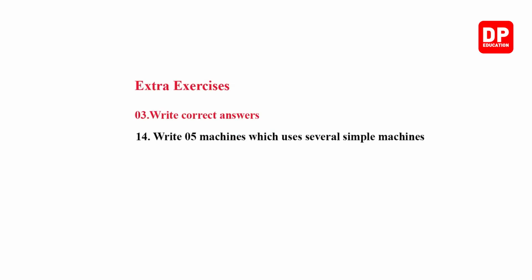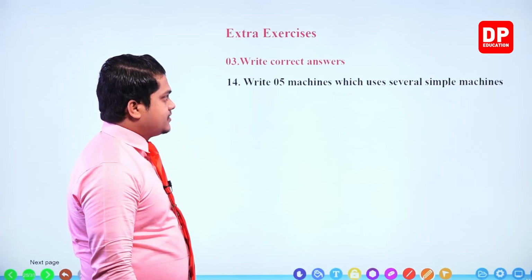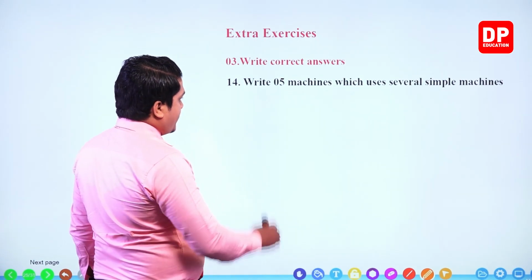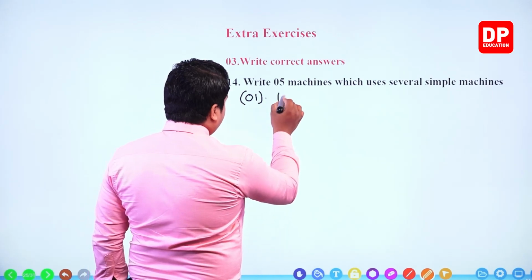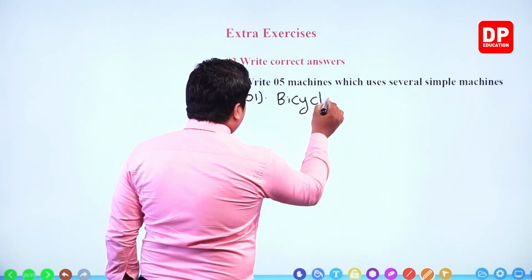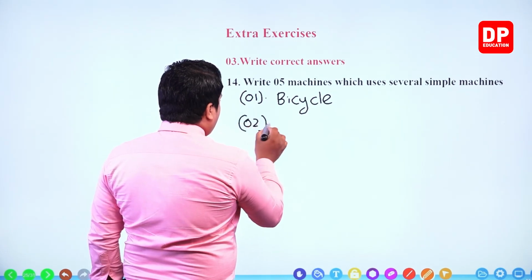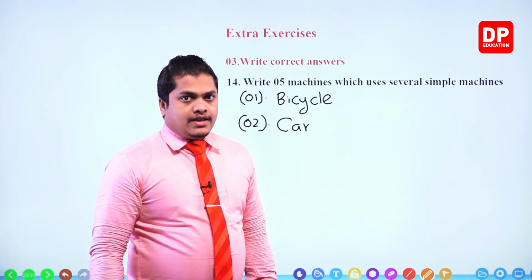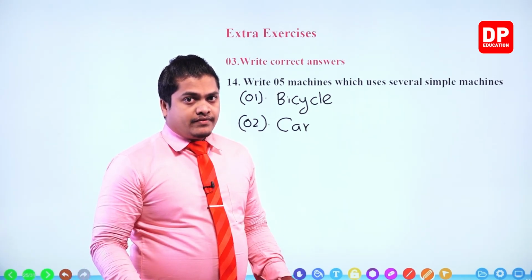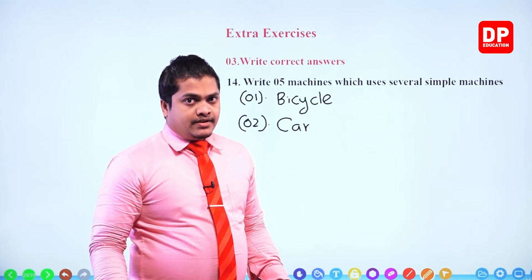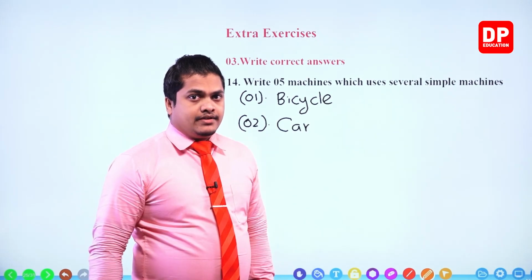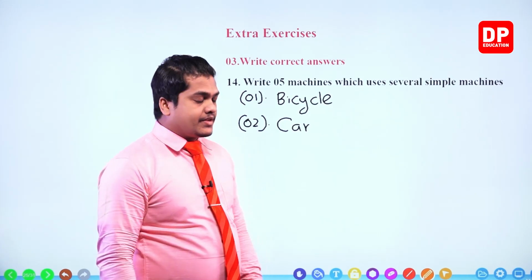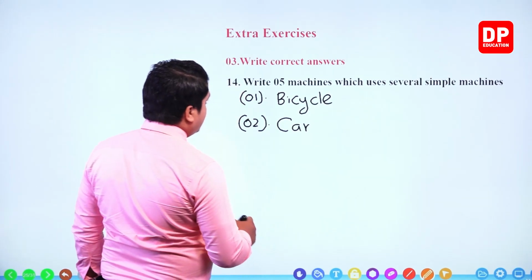Write 5 machines which use several simple machines. That means 5 complex machines that use simple machines. So we can write number 1, bicycle. Then in a car also, like in opening and closing a door, right? Like that way, in a door, my dear children, we can observe the lever. When turning the steering wheel here and there, wheel and axle. Like that way, there are several things. So in a car, we can observe simple machines.